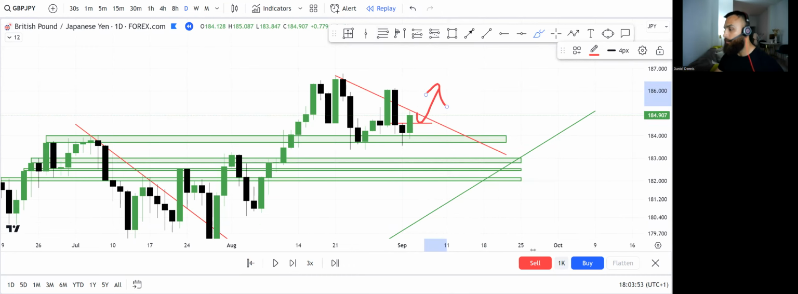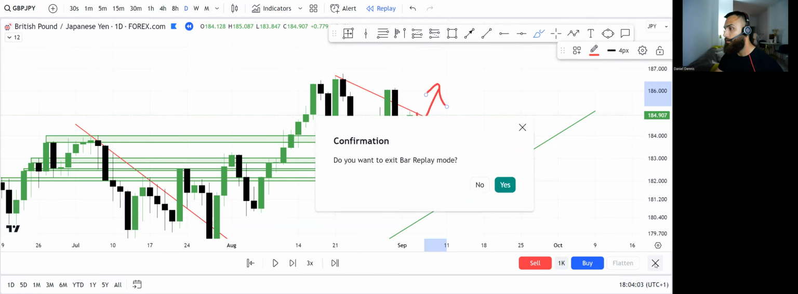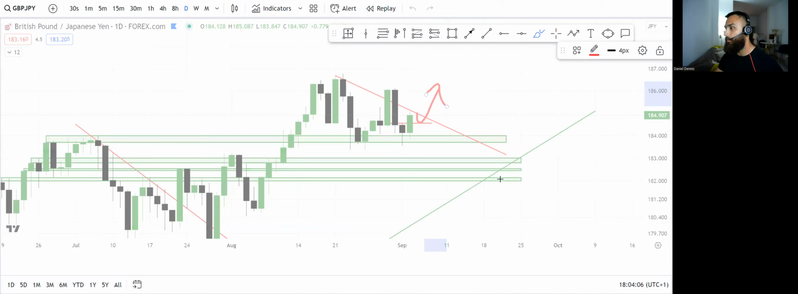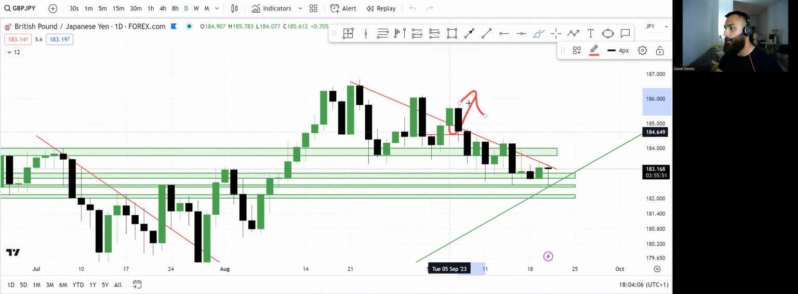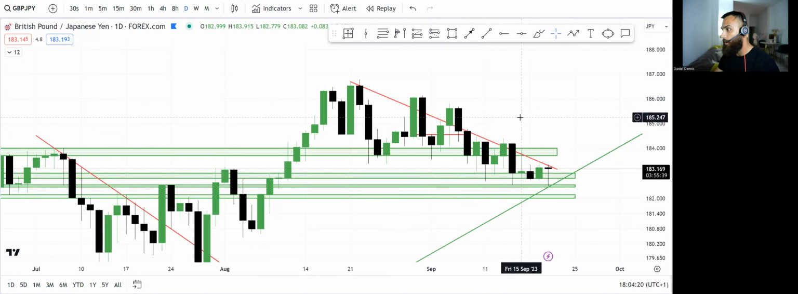Now, just quickly, let's replay and get rid of the replay tool and see what happened. Okay, but did we get that? Yes, we did. So if we have a look here, the daily candles can pretty much give you an idea of directional bias for the next day. Let me get rid of this. Sorry. Bang, bang. Can you see what happened?